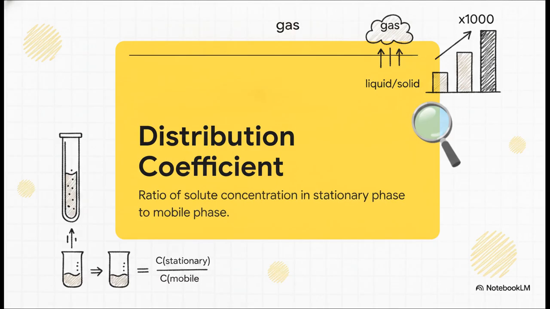What's super fascinating here is that these KD values can vary wildly depending on the physical nature of your phases. For instance, if your mobile phase is a gas and your stationary phase is a condensed state, your KD value can jump incredibly high, sometimes up to 1,000.